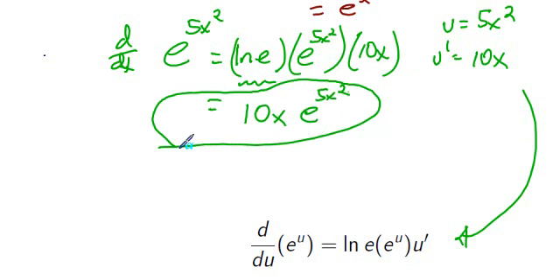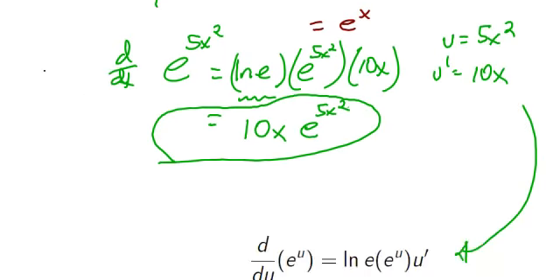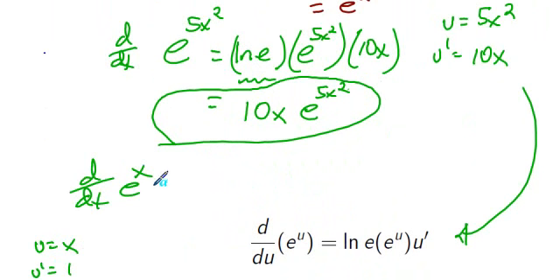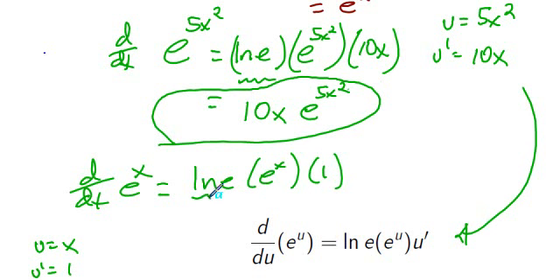And that is my derivative for e to the 5x squared. So again, if I go back to my original example, if I had just e to the x, and I use this rule, my u equals x, u prime equals 1, and I utilize this rule again down here. That's going to give me ln of e times e to the x times 1, and we know that ln of e equals 1 and 1 times 1 is 1, so I am again left with e to the x.